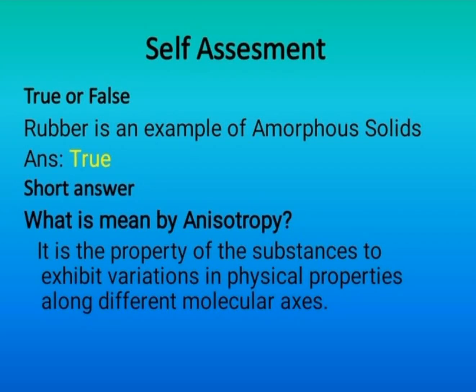These are some of the self-assessment questions. Rubber is an example of amorphous solid. Yes, it's true. What is meant by anisotropy? It is the property of the substance to exhibit variations in physical properties along different molecular axes.